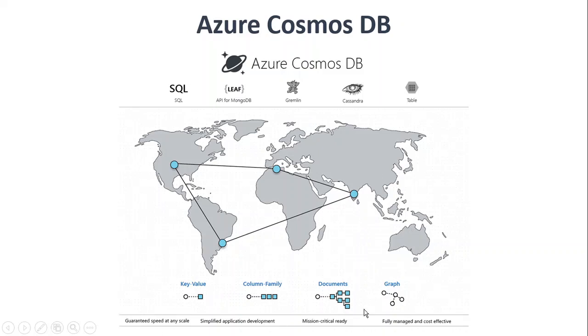And these are some other features of Azure Cosmos DB, like guaranteed speed at any scale, which we already talked about, like single-digit latency and high throughput. Simplified application development, it integrates well with other applications. Mission critical ready. The turnkey replication makes it mission critical ready in any situation. And fully managed and cost effective.